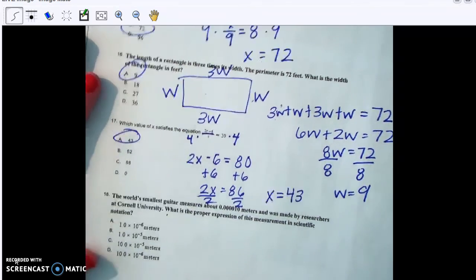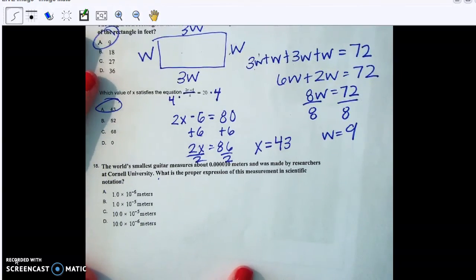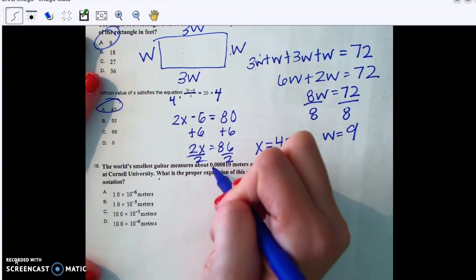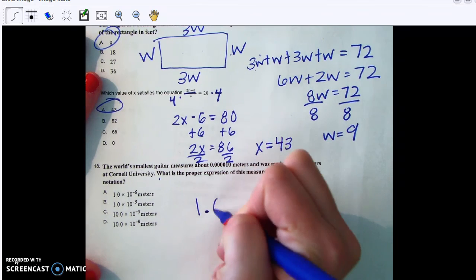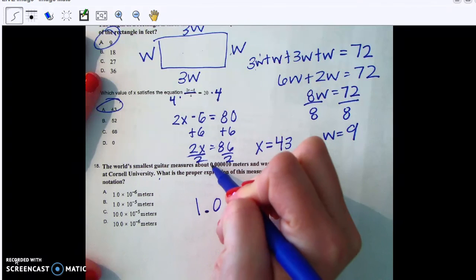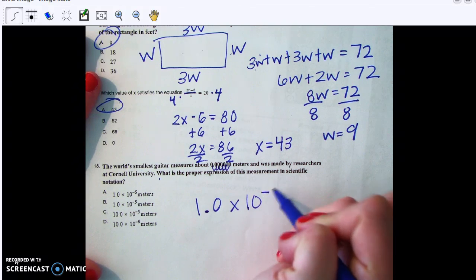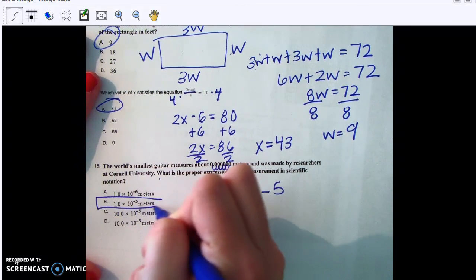Boom. Last, the world's smallest guitar measures this. What is the O in scientific notation? So we want to move the decimal so there's one number to the right. That's 1, 2, 3, 4, 5 spaces. It's a really small number, so it's going to be the negative 5th power.